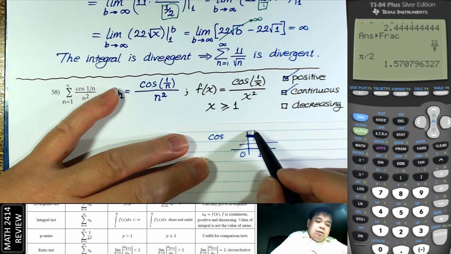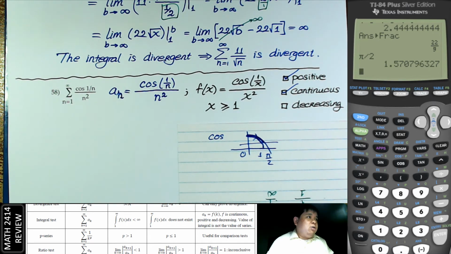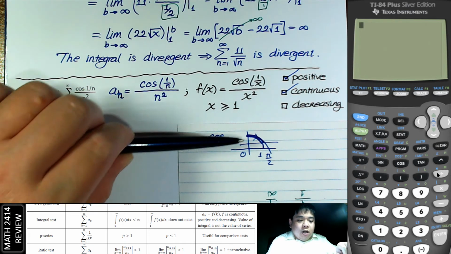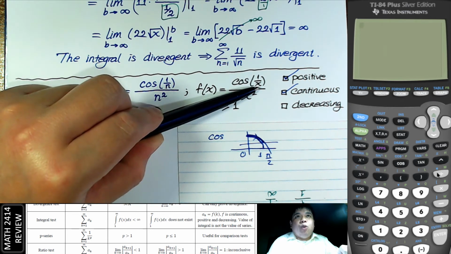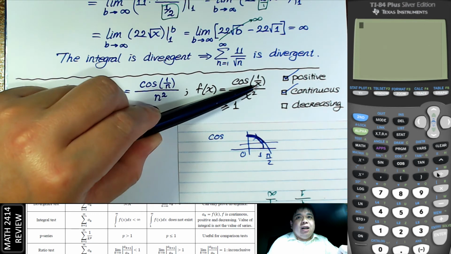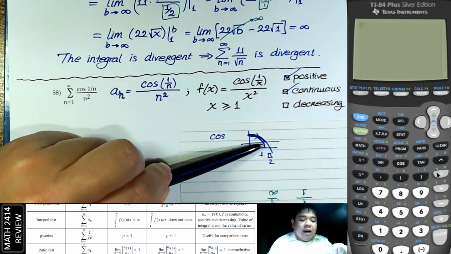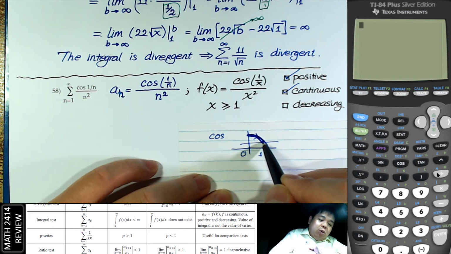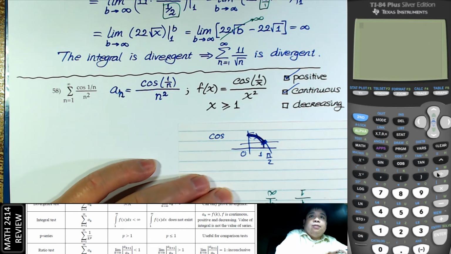And so cosine, we start from when x equals 1. Let's look at that. Cosine of 1 is whatever that is. And then when x equals infinity, we go from that point backward very slowly to 0.